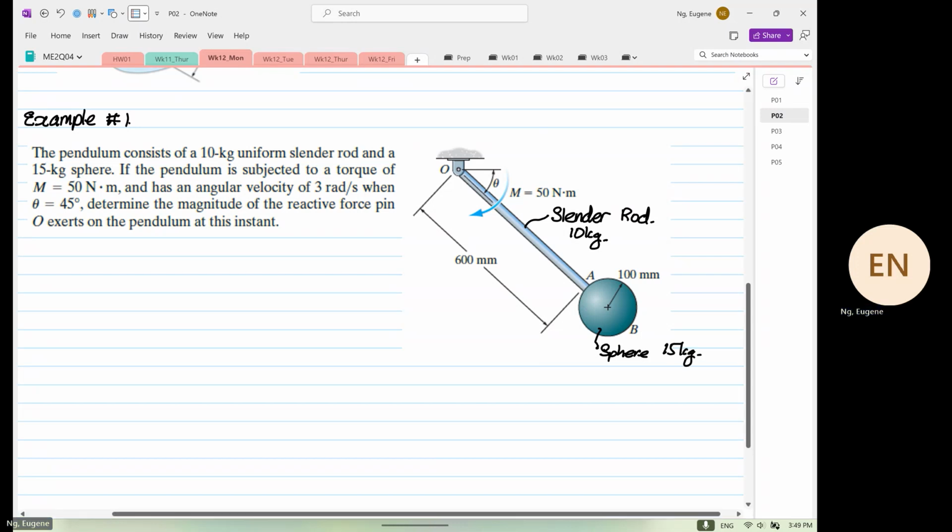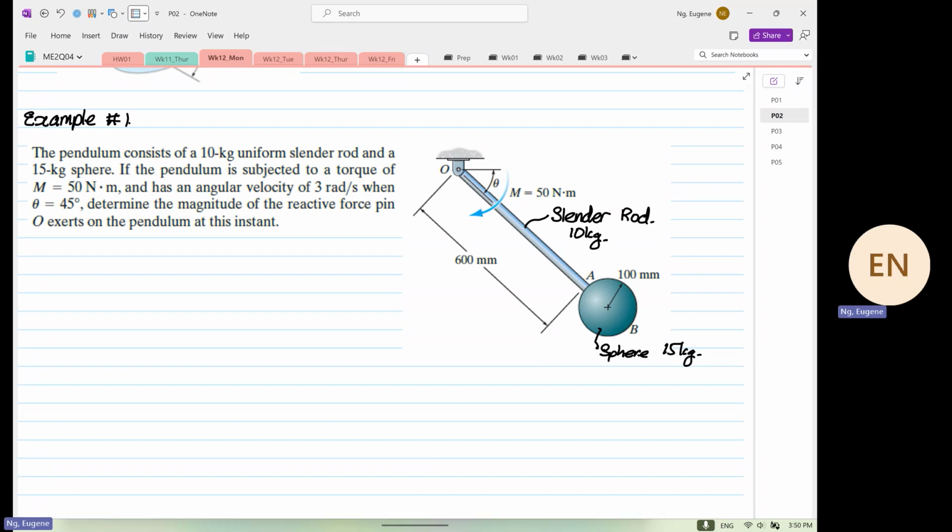Okay. Given that the pendulum is subjected to a torque of 50 Newton meters. So this is a torque that we see.